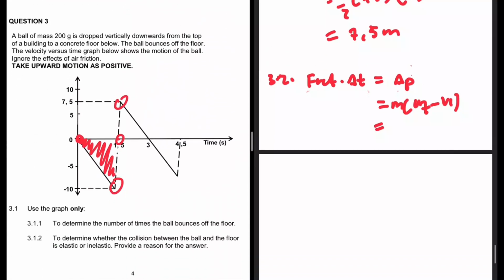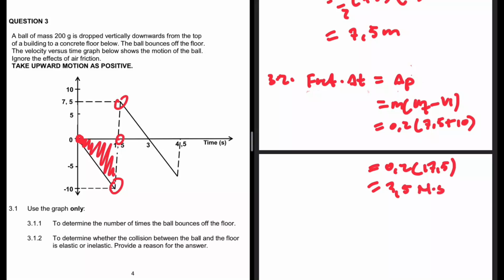200 grams, so in kgs that is 0.2. The final velocity, let's take up as positive. The final velocity is 7.5 meters per second, so we have 7.5 minus the initial velocity, which is minus 10. So that will be 7.5 plus 10. Right. So we have 0.2 multiplied by 17.5. Okay, and then if you put that in your calculator, you should get 3.5 newton seconds.